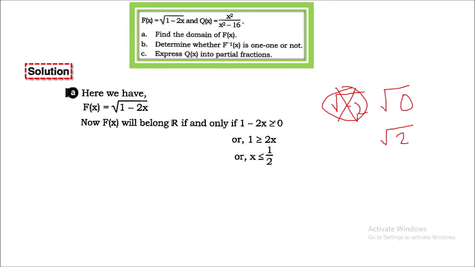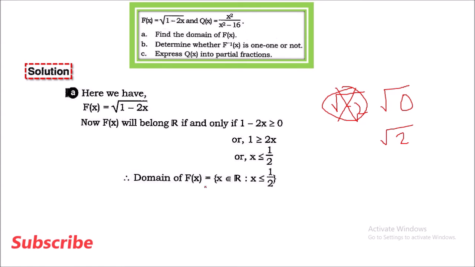Okay, so if it is like this, you can just send 2x to the right side, so it will be 1 ≥ 2x. If you just reverse it, 2x ≤ 1, so x ≤ 1/2, just transfer the 2 to here. So the domain of f(x) will be x belongs to R such that x ≤ 1/2. So that is our domain.